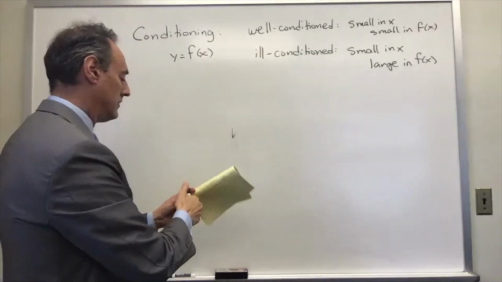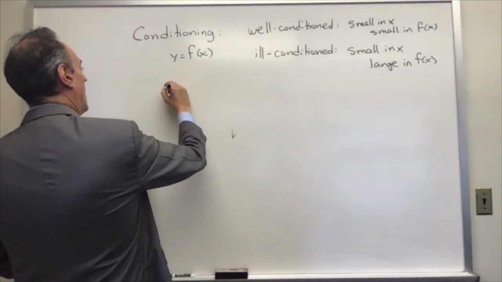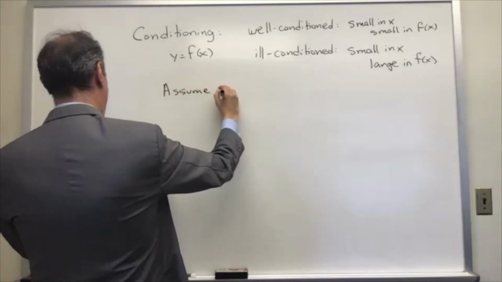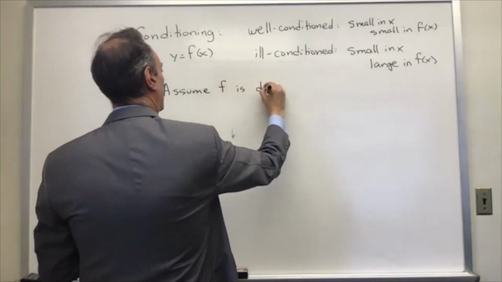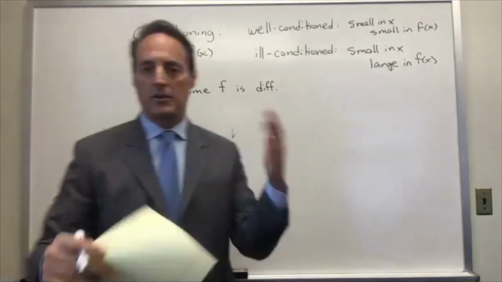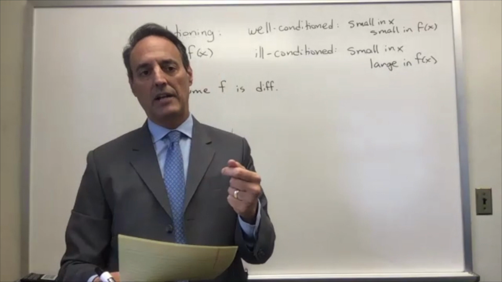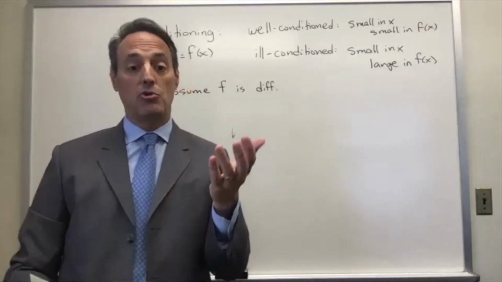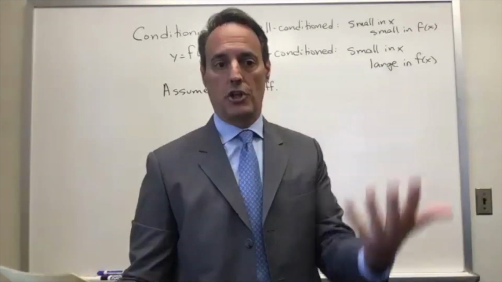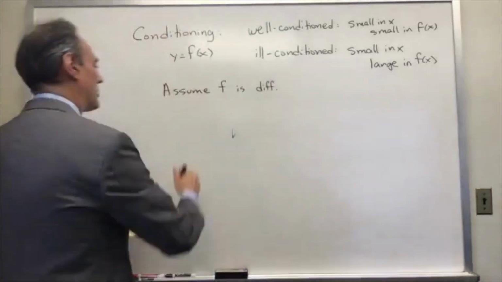Now what we're going to do is the following. Let's assume that f is differentiable. In other words, f is some smooth function and it's differentiable, so I can compute the derivatives. Then what I want to do is construct something that you should all be familiar with, hopefully you've seen it somewhere, which is the Jacobian.